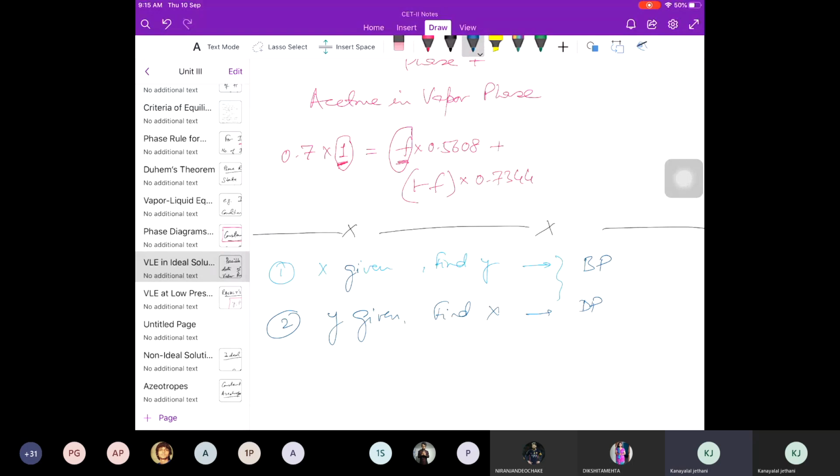Temperature and pressure are irrelevant. What we are looking at is composition. If liquid composition is given and vapor is to be found, that means it is bubble point. If vapor is given and liquid is to be found, that means it is dew point. Remember this much. Temperature and pressure are not important. One will be given, the other you have to find. One will be a TXY, one will be a PXY.